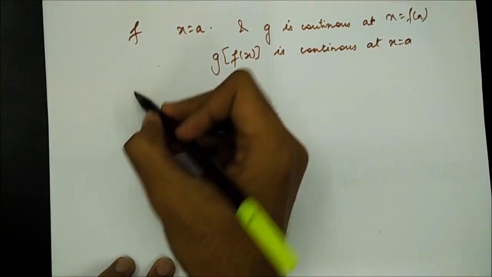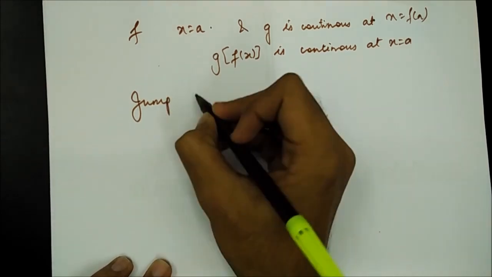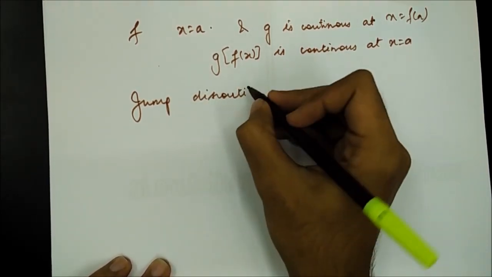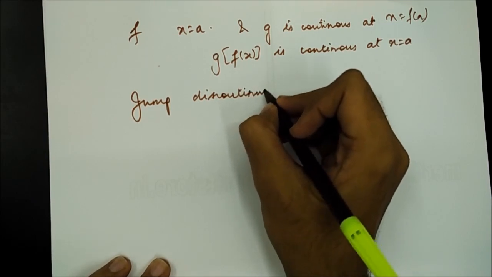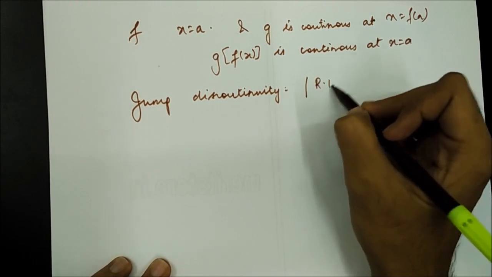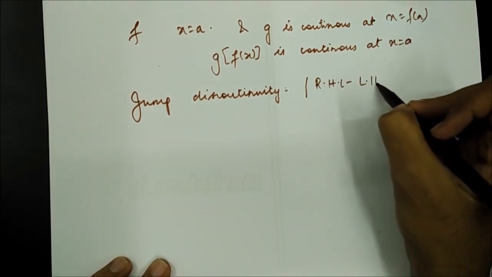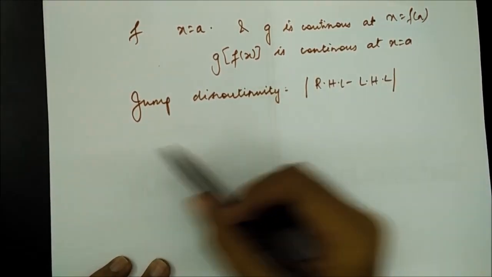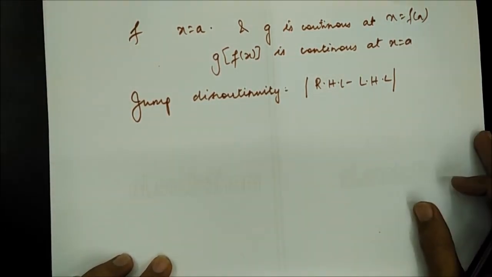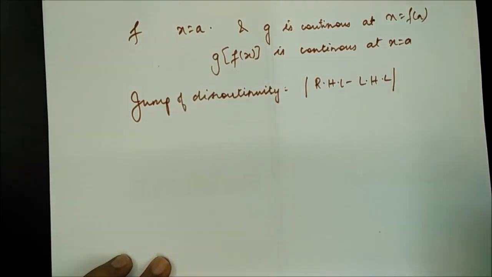So how to find out the jump of discontinuity? All the discontinuous functions have a jump, have a break, that is a jump. So jump of discontinuity is nothing but mod of right hand limit minus left hand limit. So mod of right hand limit minus left hand limit would give us the jump of discontinuity.